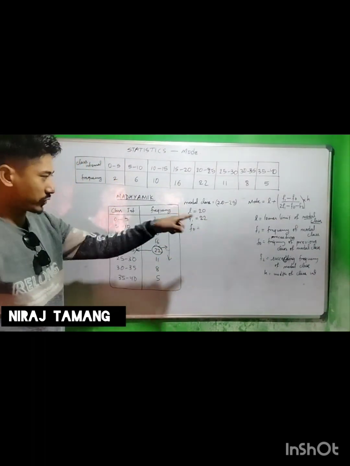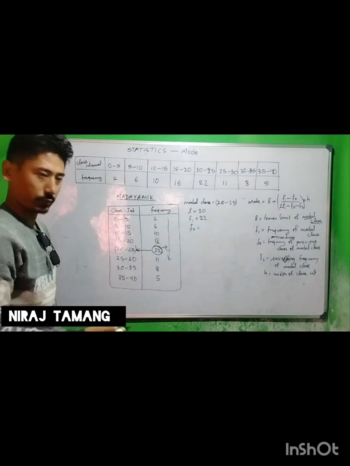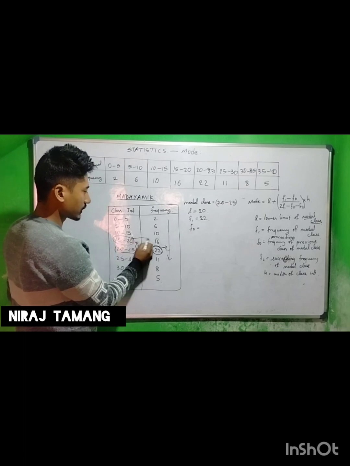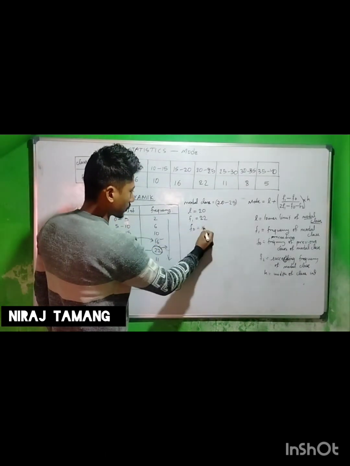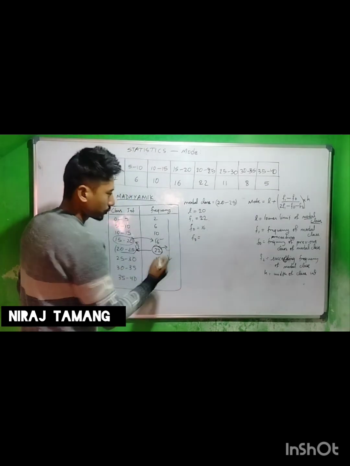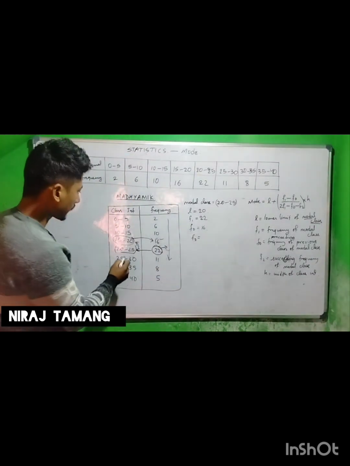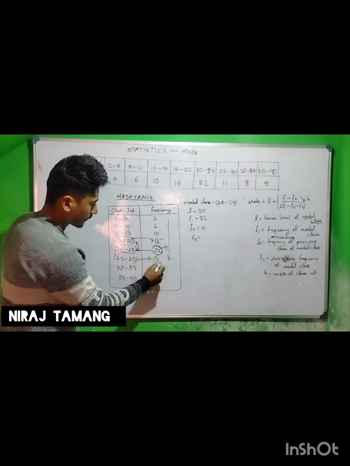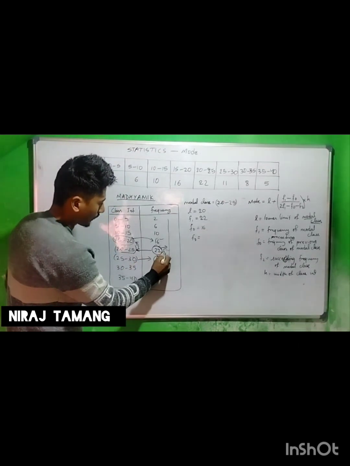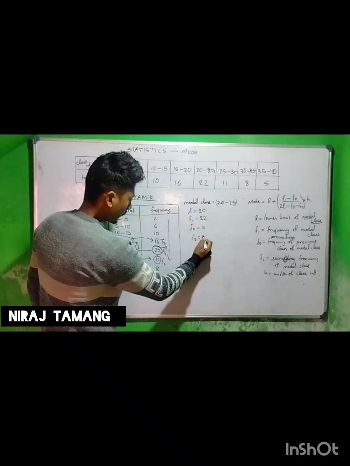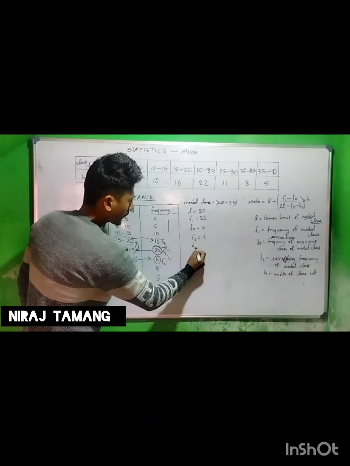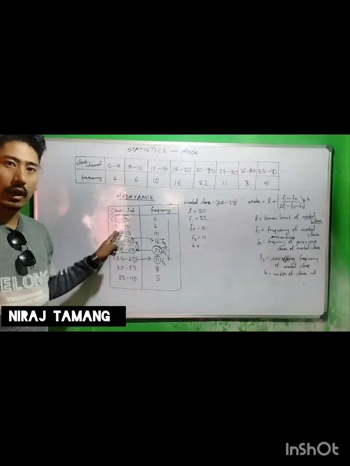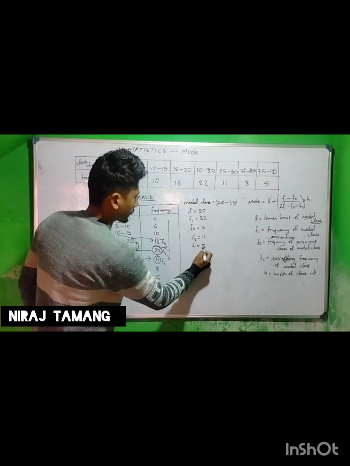F0 is the preceding frequency of the modal class. This is the modal class, its preceding class has frequency 16. So F0 becomes 16. Similarly, F2 is the succeeding frequency of the modal class. This is our F2, this is our F1, and this is our F0. So F2 is 11. And last, H: look at every class interval, they are all of the same width, that is 5.